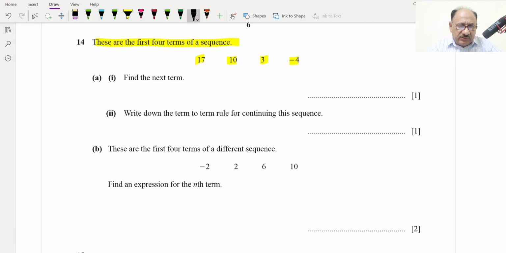To find the next term, we can check the difference between these. So minus 7, again minus 7, and again minus 7. So the next minus 7 will be minus 11. So the next term will be minus 11.